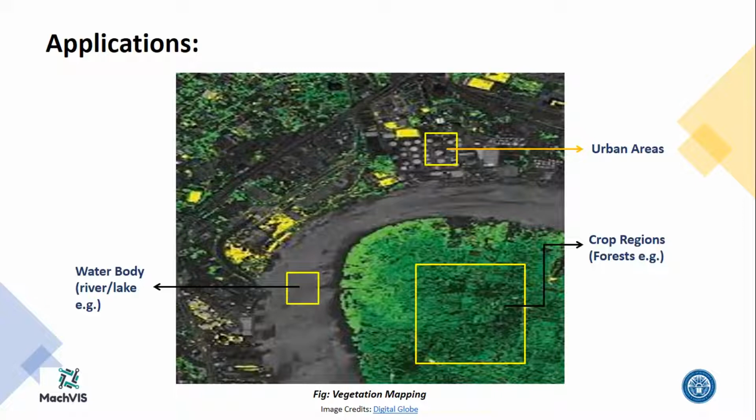So for water bodies, no reflectance in the green band. In urban regions, you can see some reflectance. So you can segment out the regions based on this particular information that you are getting from the green band, using the green band.